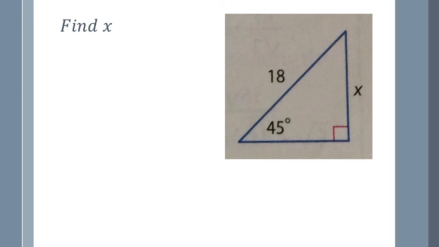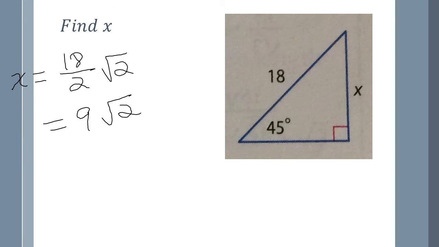Let's use our shortcut. So we know that we can say 18 over 2 times the square root of 2, right? Talked about that for the shortcut. x would be equal to that. So 18 over 2 is 9. So x is equal to 9 square root of 2. And we're done.